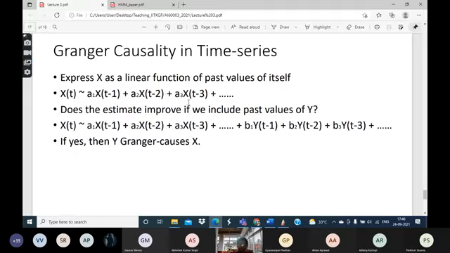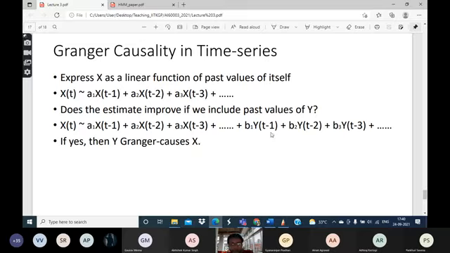Now consider the situation where this model fits better, that is L2 is less than L1. That means if we include the past values of y, we can predict x better. In such a situation, we say that y causes x. That is, y is the cause. Sorry, we say y Granger causes x. That means y is the Granger cause and x is the Granger effect.